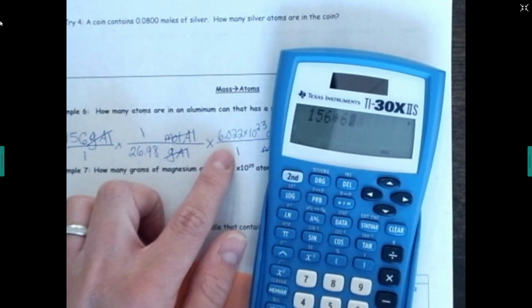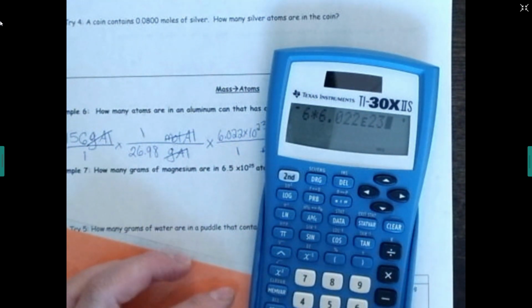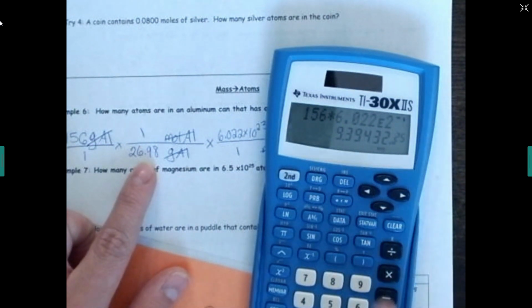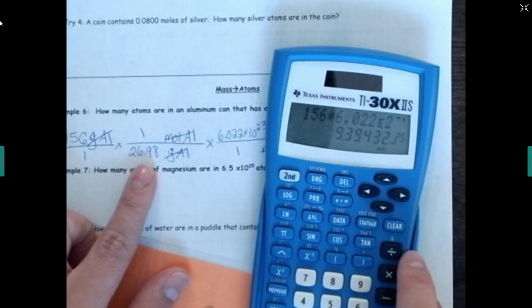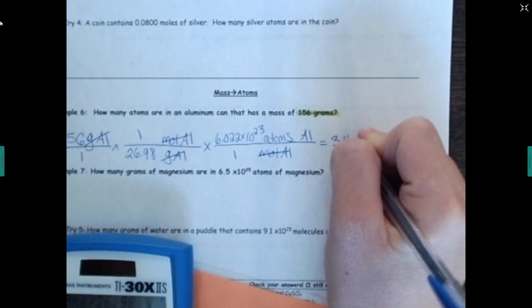So times my 6.022 times 10 to the 23rd, I use my E button. Then I'm going to press enter. Okay? Then I'm just going to press divide, and it'll store it for me. So I just go divide, and then I'm going to go 26.98. Enter. Okay, and this is what I get. So let me write down my unrounded answer here.